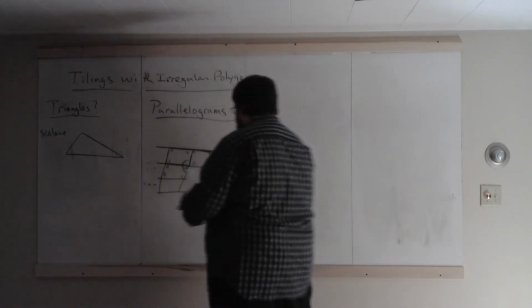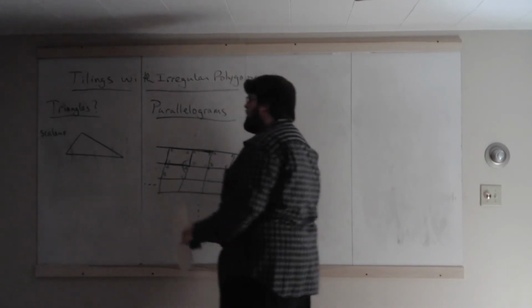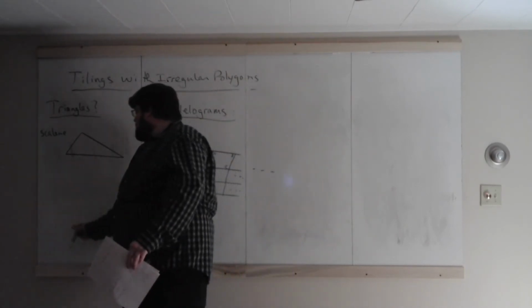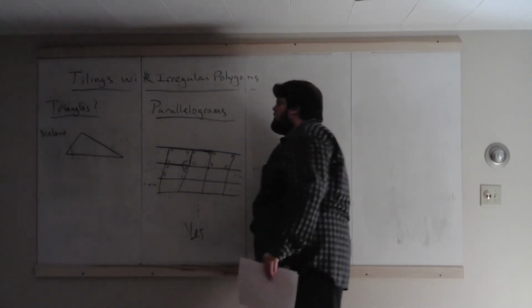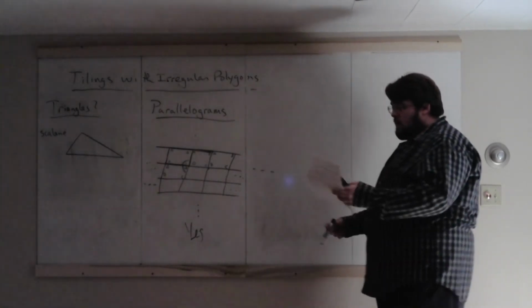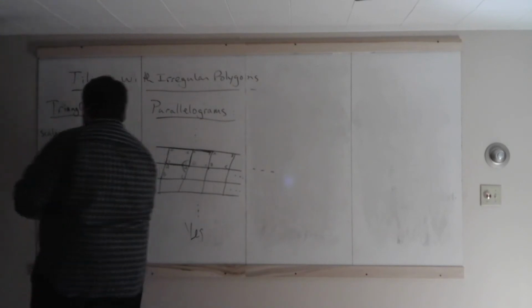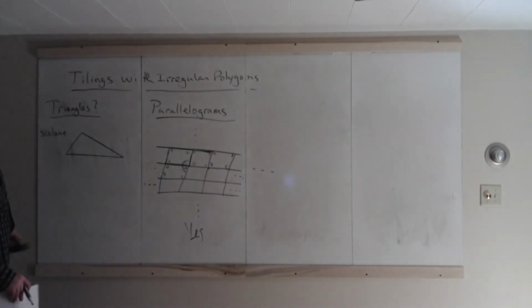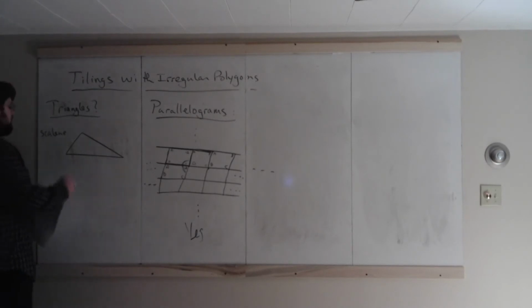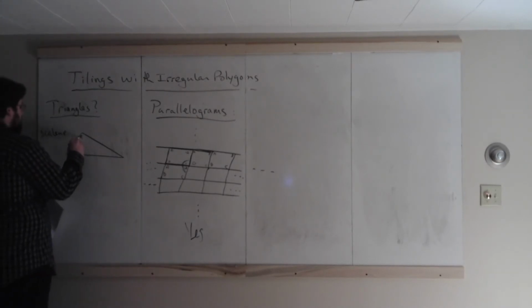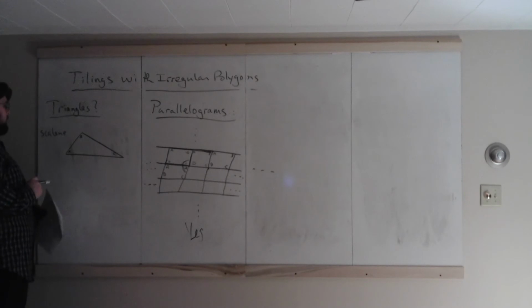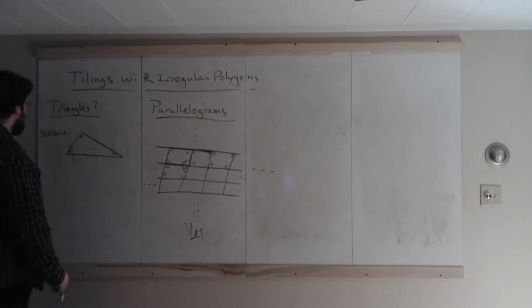So maybe I'll say yes for parallelograms. There is a tiling. Yes for rectangles. There was a tiling. Is there a tiling for triangles? In particular, is there a tiling for scalene triangles? Well, there was a reason I did the parallelograms first. I guess I'll label the triangles, or the angles.